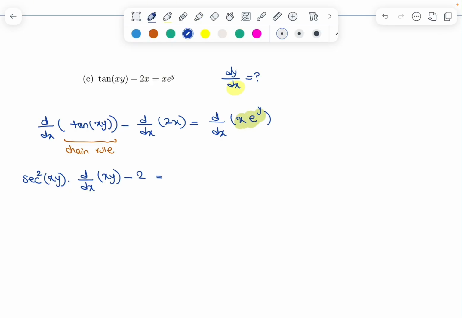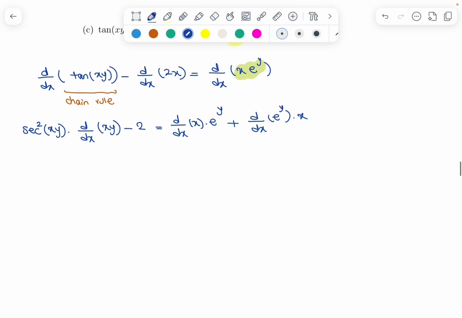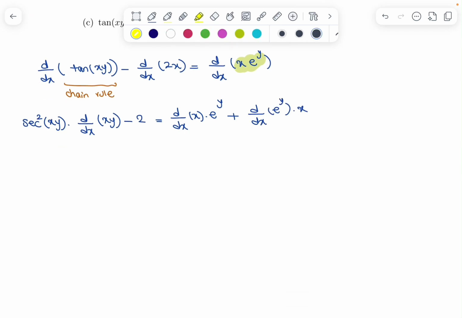the derivative of this function x times e to the y. You must use the product rule. So by using the product rule, the derivative of this piece would be the derivative of the first function with respect to x times the second function plus the derivative of the second function with respect to x times the first function. So now we need to find the derivative of x times y with respect to x, the derivative of x with respect to x, and the derivative of e to the y with respect to x.